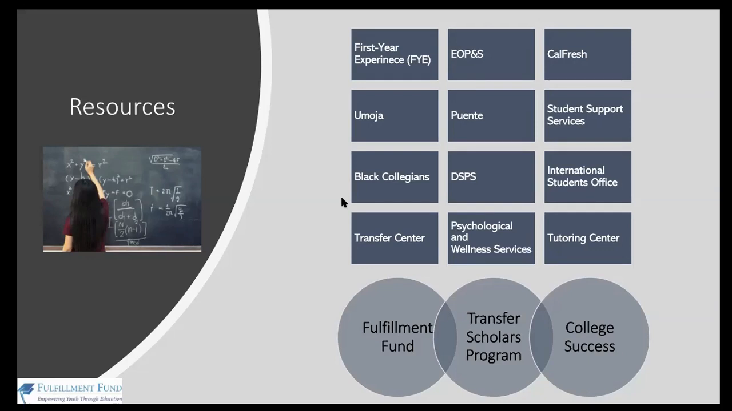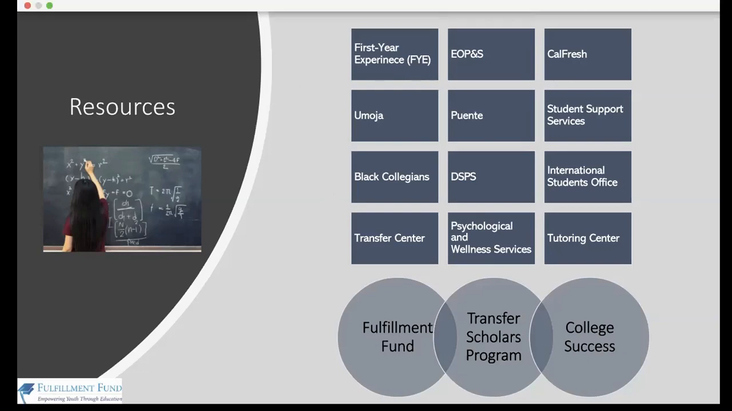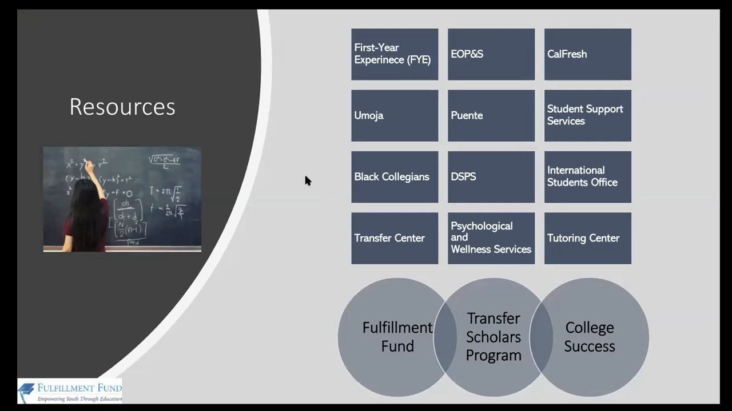There's Umoja, Puente, Black Collegians, and these are identity-based programs, and they really help with student retention, right? So however you identify or any program that you want to check out, you can feel free to do that, and it's not just for that particular identity, right? Like Black Collegians isn't just for students who identify as Black students. Anybody can apply and anybody can be part of these programs.